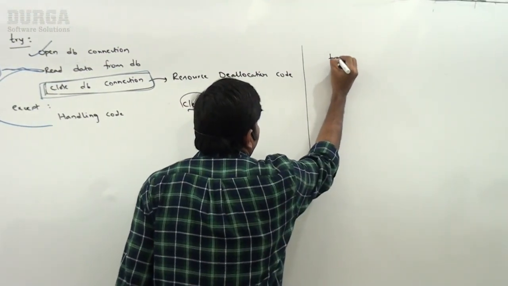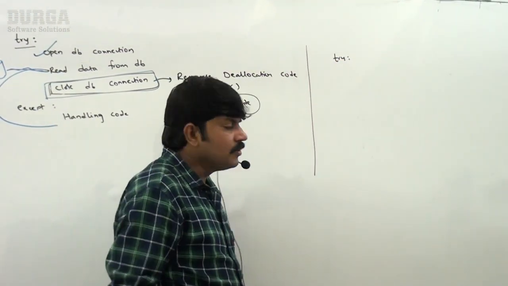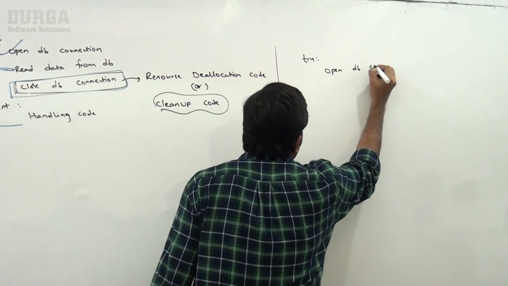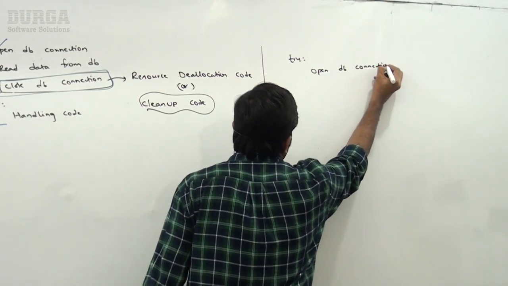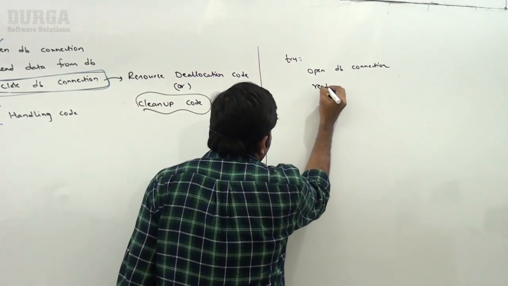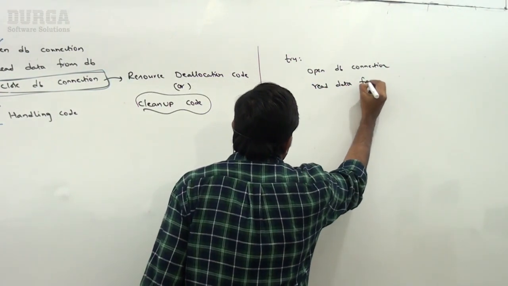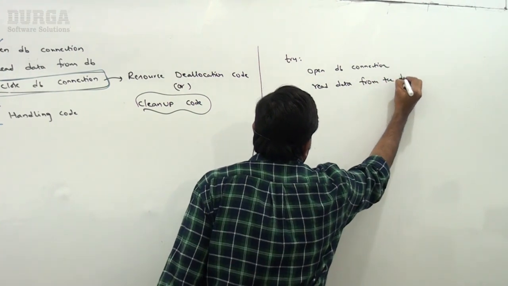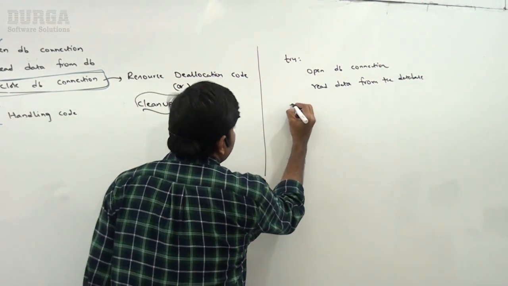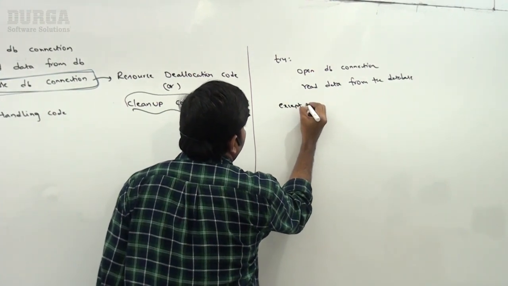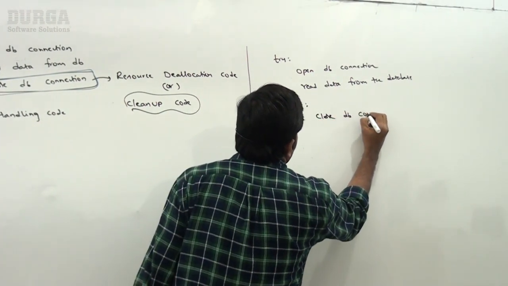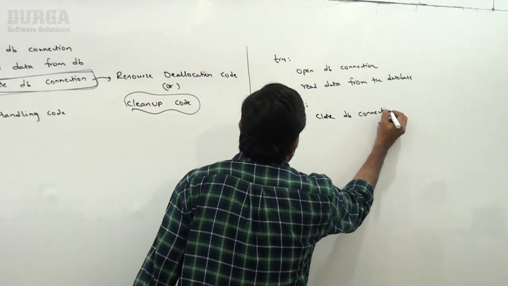Now observe the second scenario. Here I'm taking try block, open DB connection. Next, read data from the database. Next, here I'm taking except block, close DB connection. Except block, close DB connection.